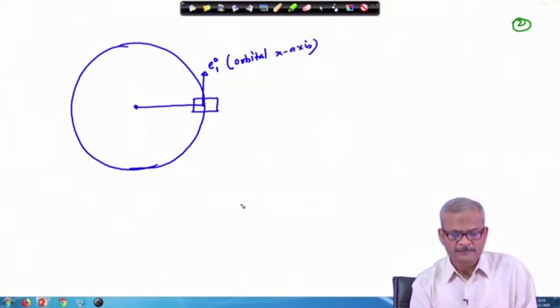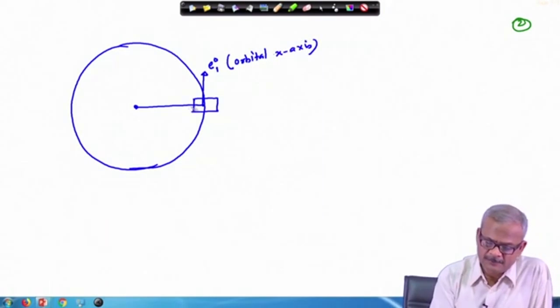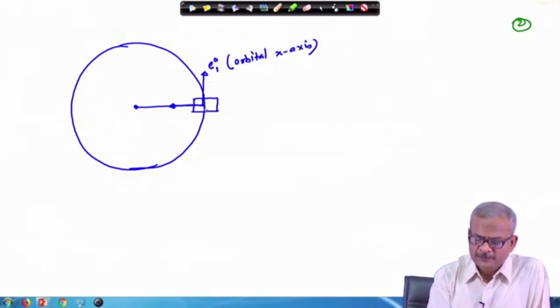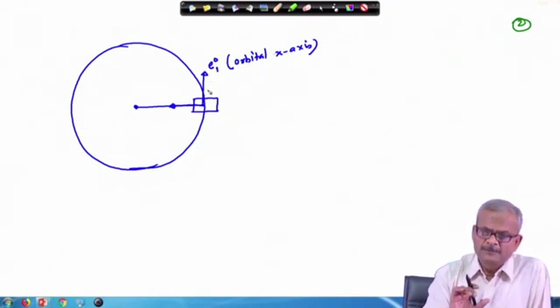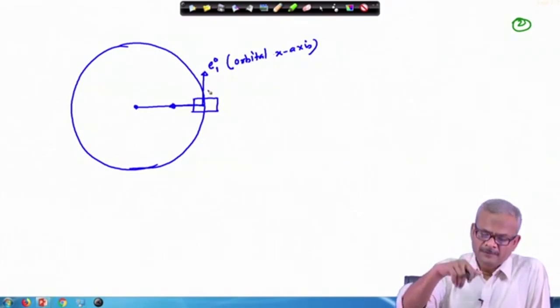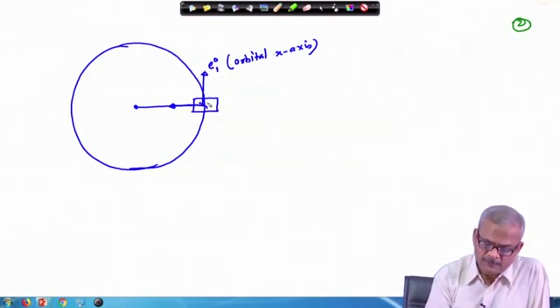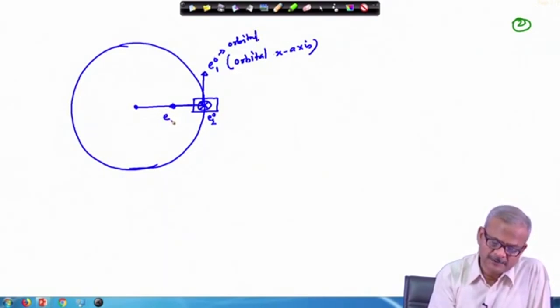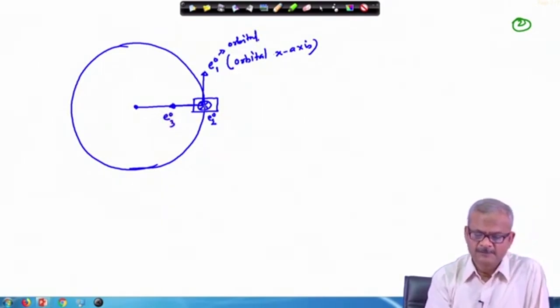And how we have depicted the orbital axis, E1 along this direction, and E2 taking the right hand rule will be down, and we will show it by a cross. This is E2, and this O stands for the orbital, and E3 along this direction, which is pointing toward the center of the earth. So this is your E3 direction. This forms a triad, okay.